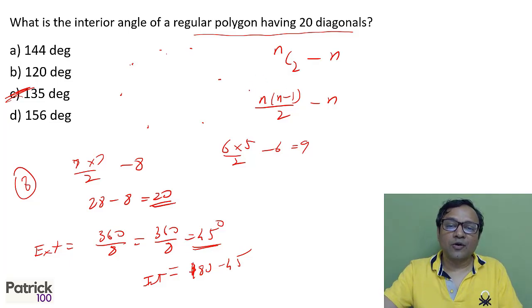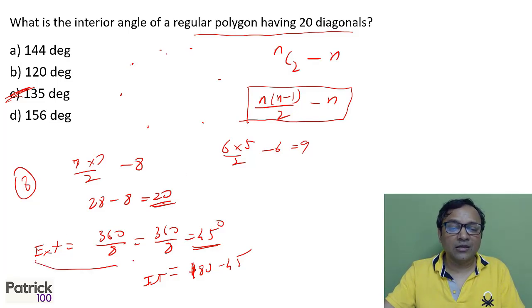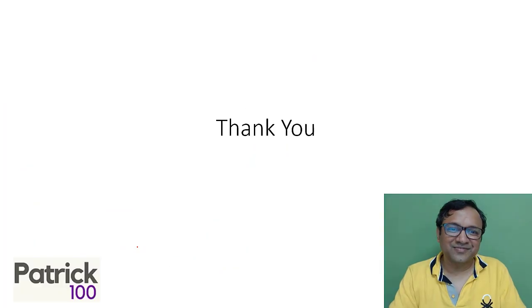So you can use this formula: the number of diagonals is NC2 minus N. Substitute the values and you will get N as 8, because the value is not big. So you can substitute and check. From that, you can use the formula of the exterior angle and then find the interior angle.